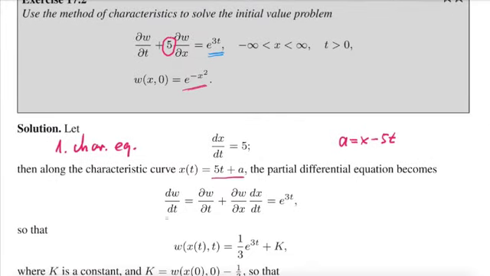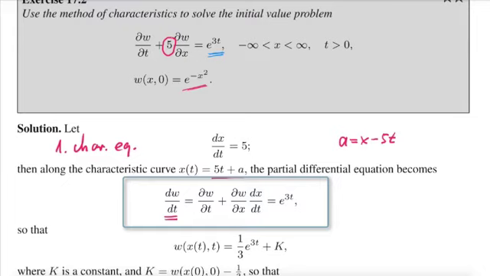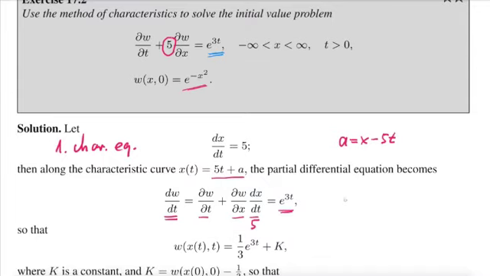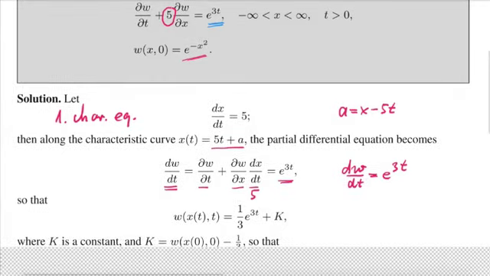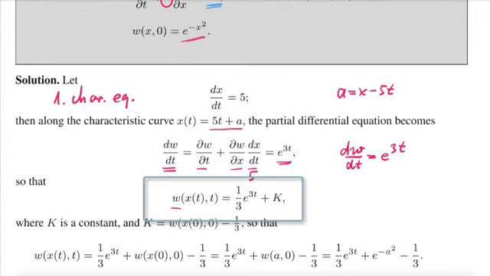Well, we again do the total derivative dw/dt. By the chain rule, we get the partial derivatives here and here. And dx/dt, this is 5. So then here we have the original PDE, and this is e to the 3t. Right, so we get dw/dt is e to the 3t. And then we can integrate this by time. And we get w is 1/3 e to the 3t plus a constant k.